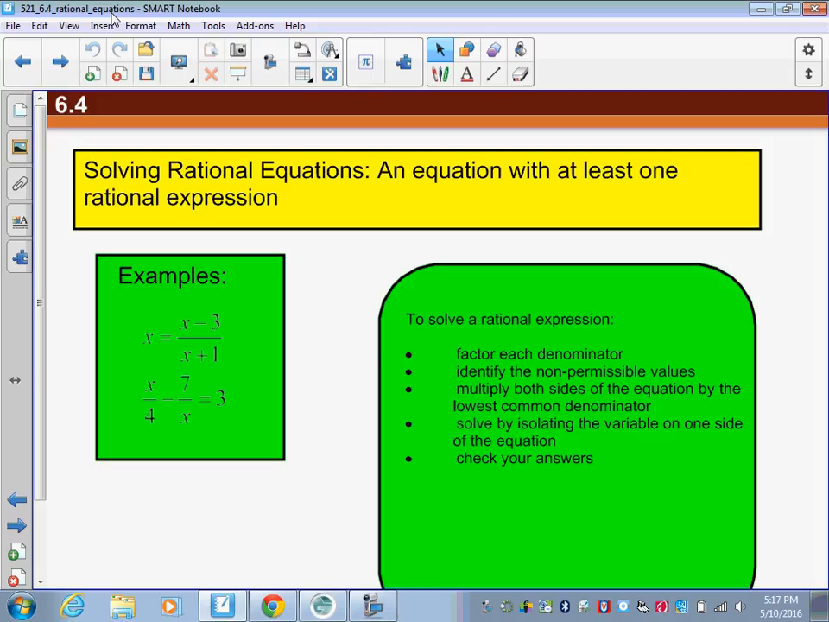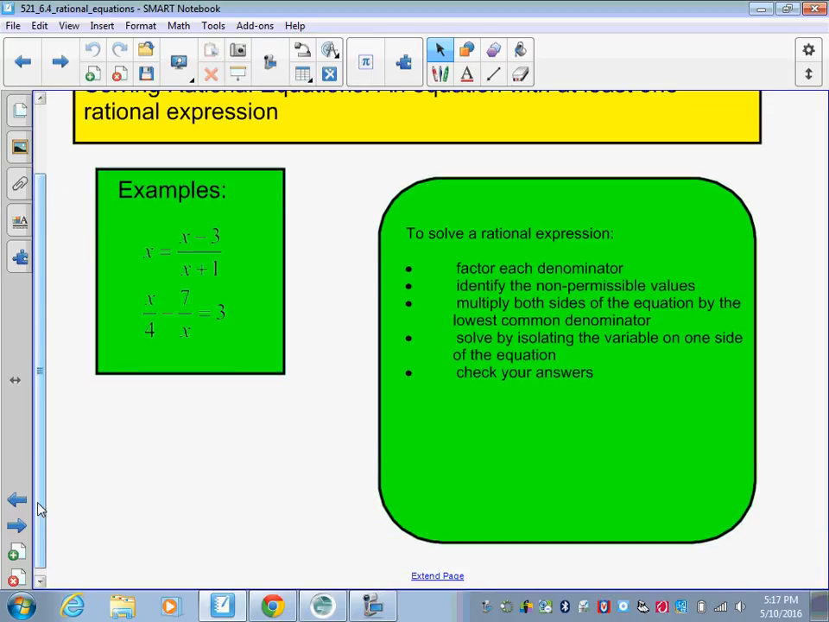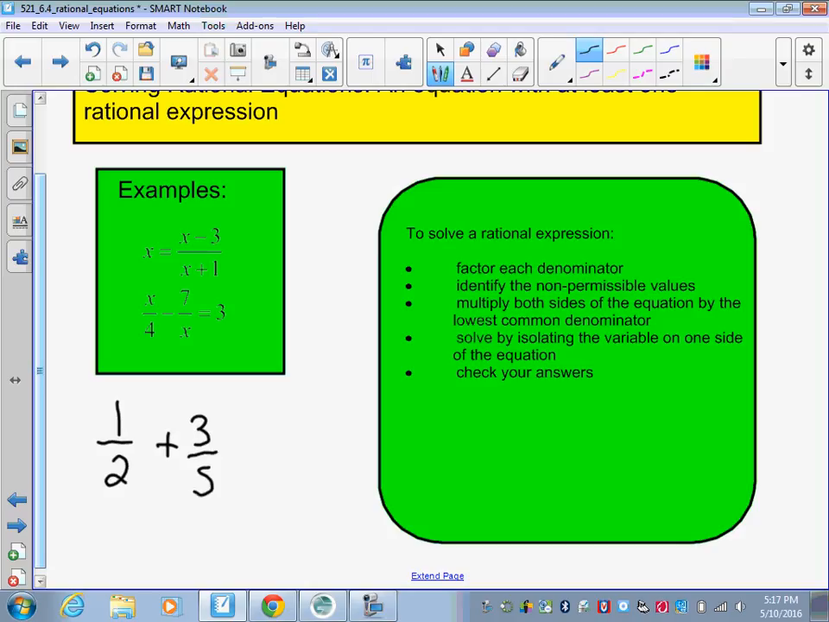If you recall in grade 10 when you were doing slope, you could sometimes get rid of the denominator by looking at the common denominator. For example, if you had 1/2 plus 3/5 equals x, let's say. Well, you could decide to get rid of those denominators by making what's called an equivalent equation.